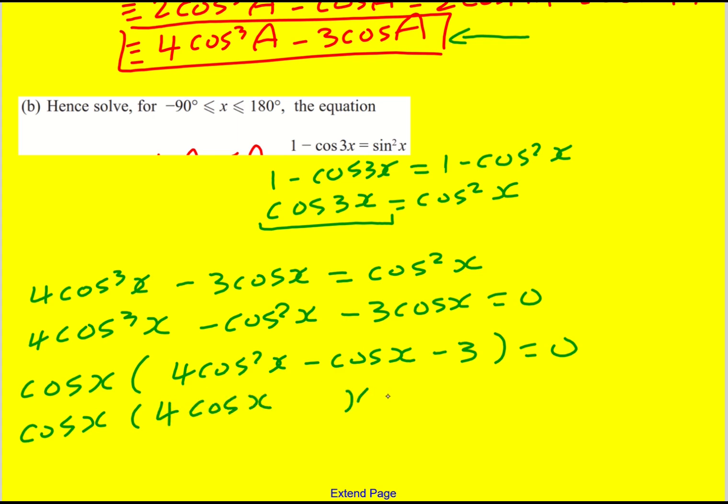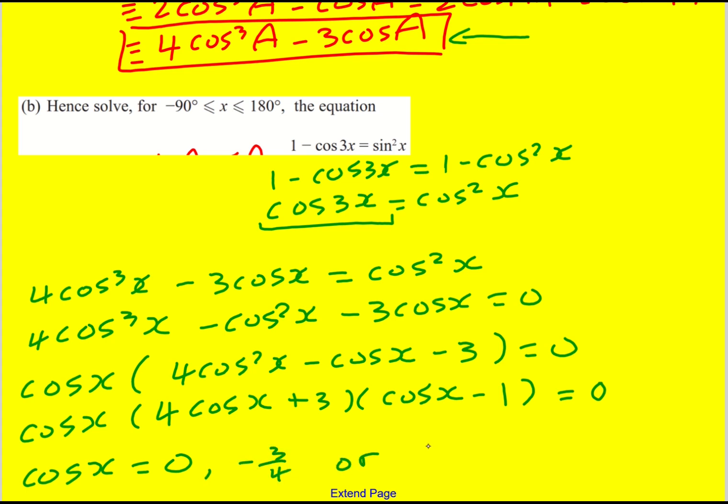4 cos x and cos x. And if I put a 3 here and a 1 here, and a minus and a plus, then it will all work out. If you put it in your calculator, you'll get 1 and minus 3 over 4 as answers, which is my next step anyway. Please don't forget the 0 answer when cos x is 0. So cos x is 0, or minus 3 over 4, or 1.